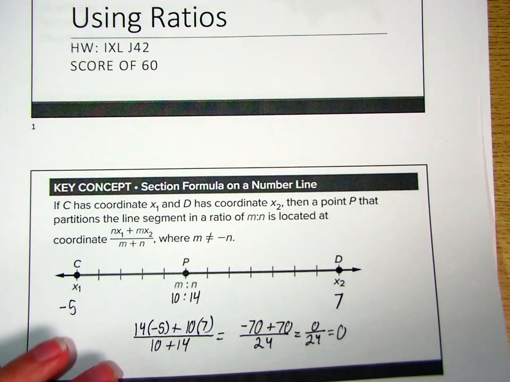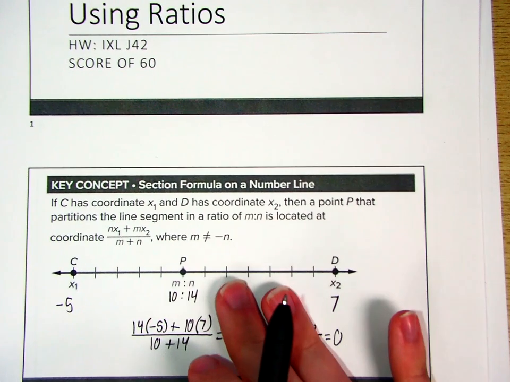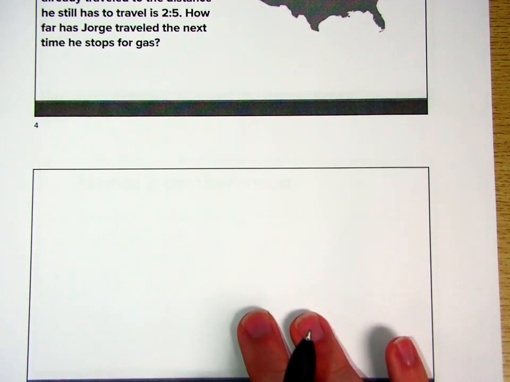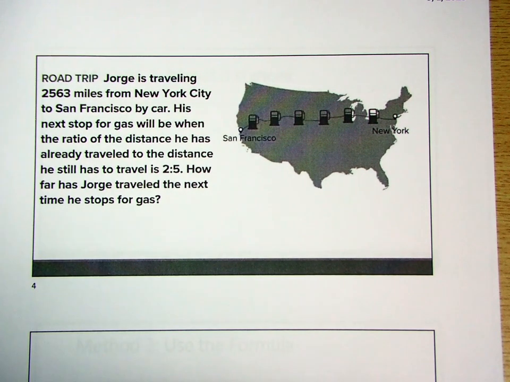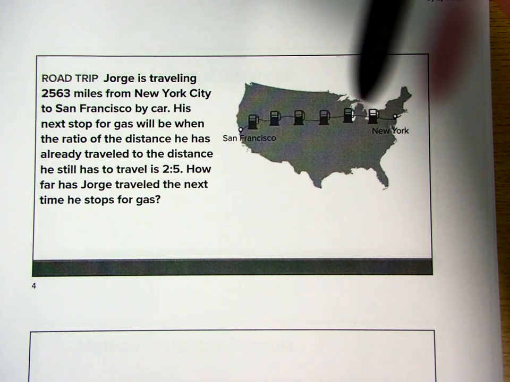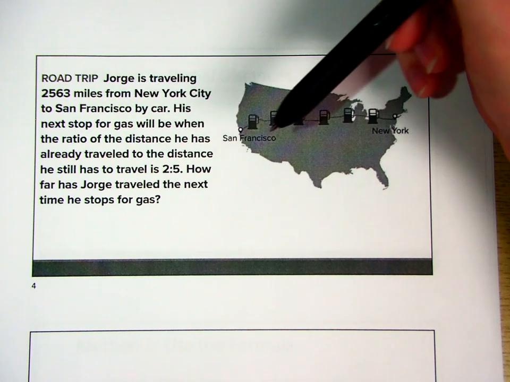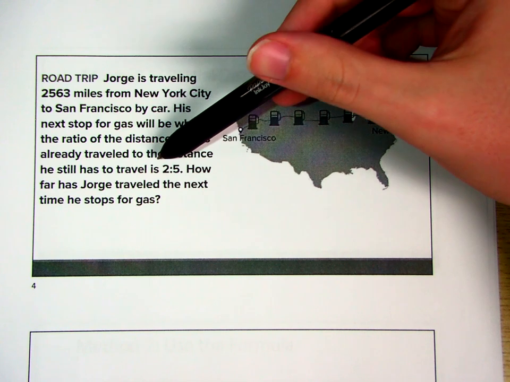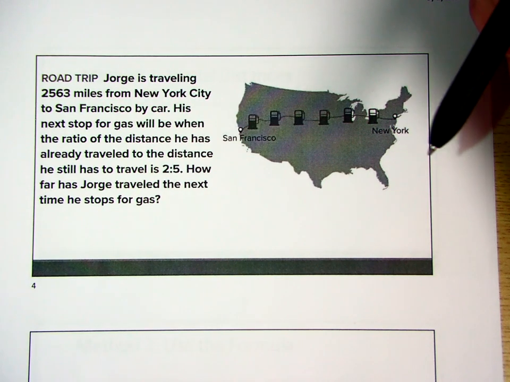We saw this, but we really wanted to extend this into much more interesting problem-solving situations. So, keeping this idea in mind, we're going to think about this problem here. Jorge is traveling 2,563 miles from New York to San Francisco by car. He's going to stop for gas when the ratio of the distance he has traveled to the distance he still has to travel is 2 to 5. We want to know how far Jorge traveled the next time he stops for gas.